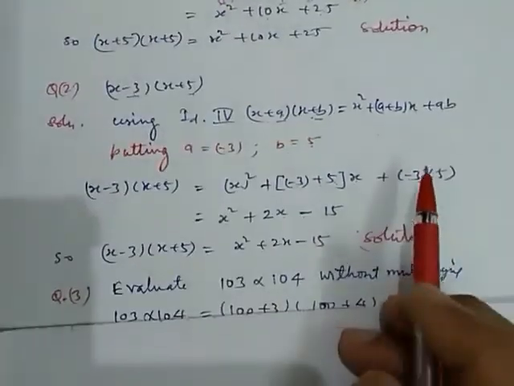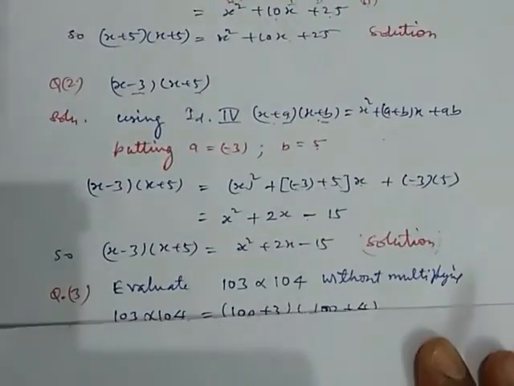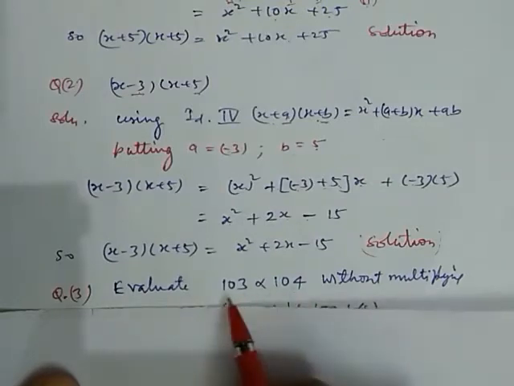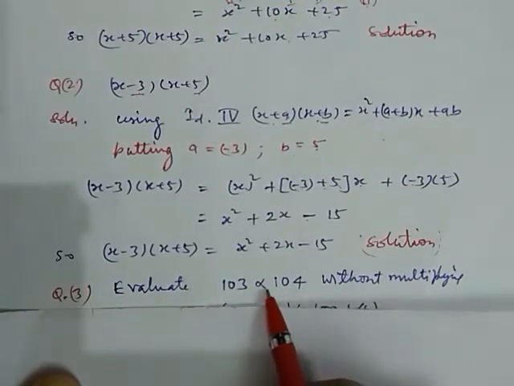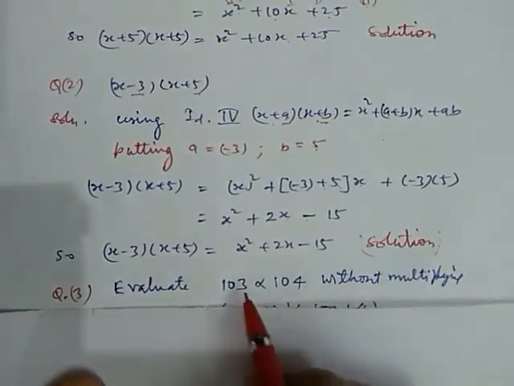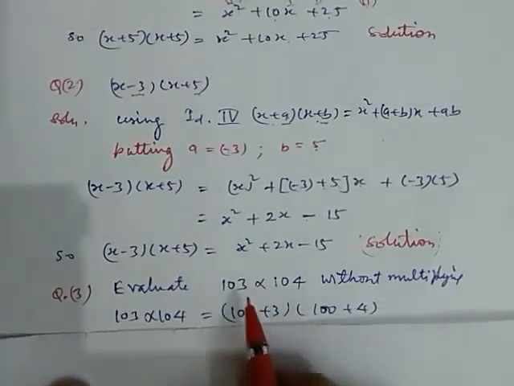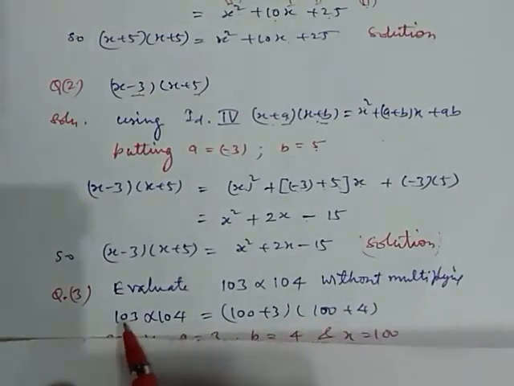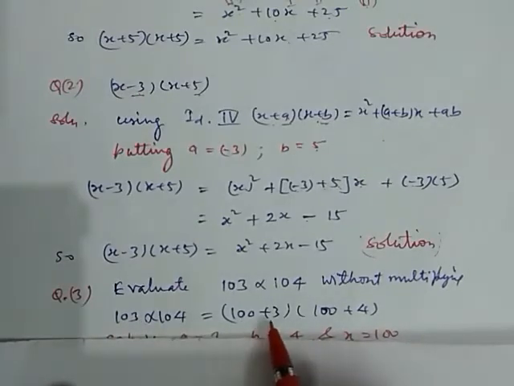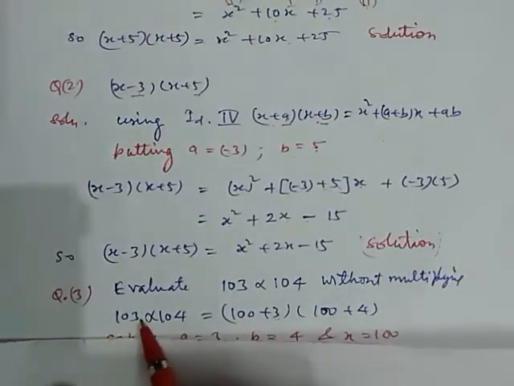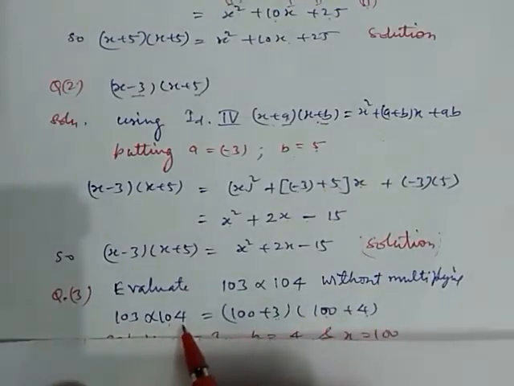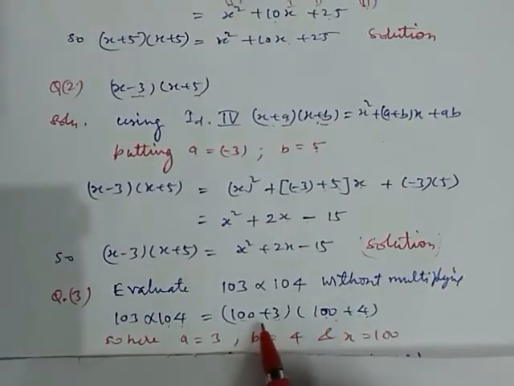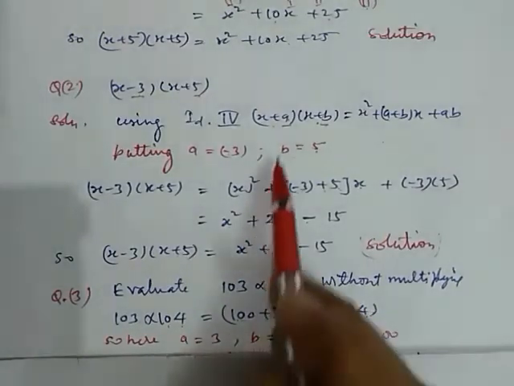Okay, now we take another type of problem. Here our problem is to find the product of this. Evaluate 103 into 104 without multiplying directly. So what do we have to do? We can write 103 and 104 in this form. 103 can be written as 100 plus 3, and 104 as 100 plus 4. So they can be written like this. Now look here, this is the form of (x plus a)(x plus b).